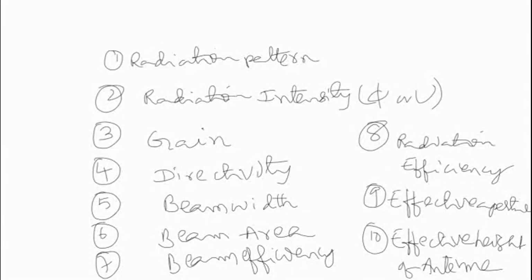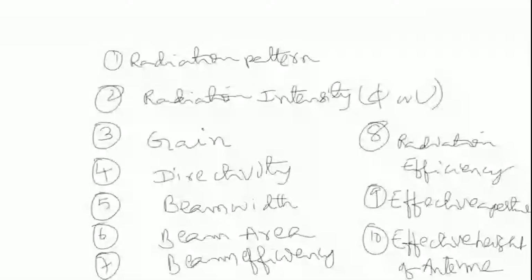The antenna performance is measured in terms of its parameters. What are the parameters? Radiation pattern, radiation intensity, gain. Radiation pattern is nothing but the graphical representation of the radiation from the antenna in different directions. In the radiation pattern we have lobes: major lobe, minor lobe. Major lobe is used to indicate the direction of maximum radiation. Except the major lobe, all the lobes are minor lobes. We have side lobe, back lobe.